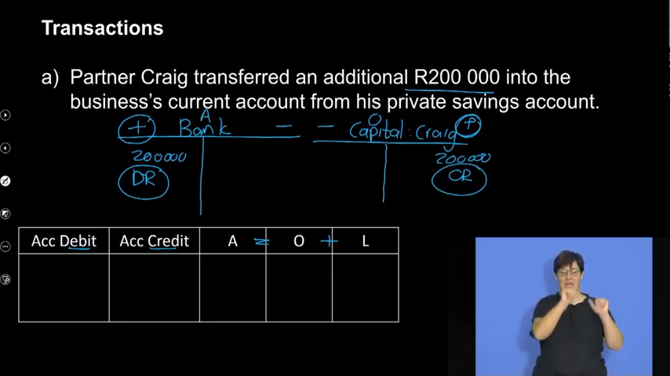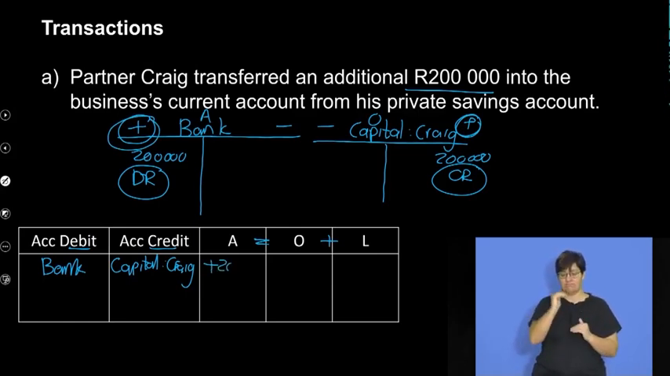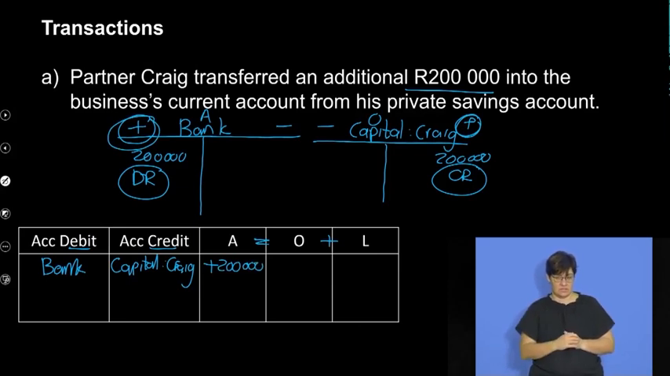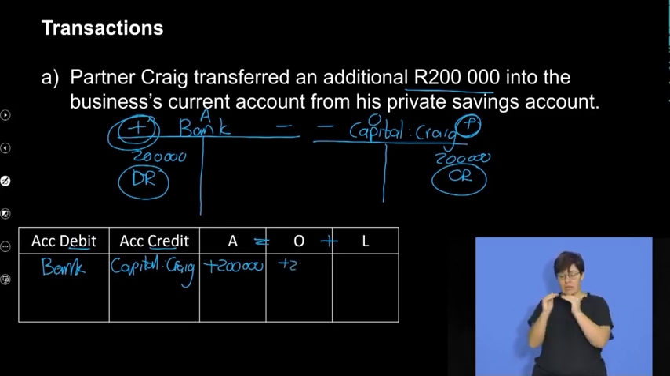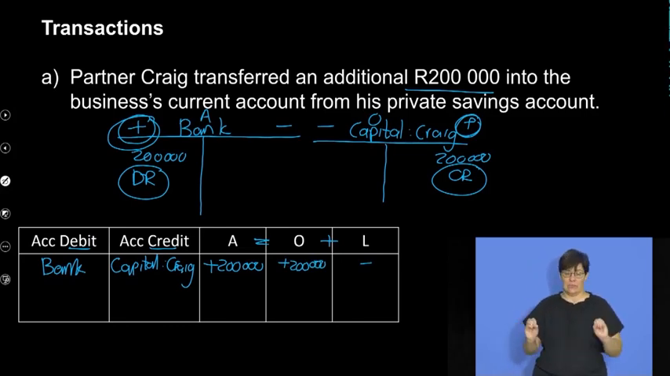So account debit obviously is our bank account. My account credit is capital. And please, guys, write down the name of the partner. Don't just write down capital, because that would be incorrect. Capital Craig. Right, assets, as we can see, our bank balance, right? Our assets are increasing by 200,000. And then obviously owner's equity, by contributing more capital, equity increases by 200,000. There's no effect or impact on liabilities.